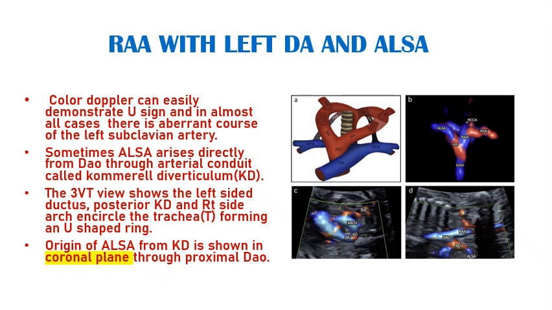Sometimes the ductus arises directly from the descending aorta through an arterial conduit called Kommerell diverticulum. The three-vessel trachea view shows left-sided ductus, posterior Kommerell diverticulum, and right-sided aortic arch. These all three form a U-shaped ring. Origin of the ductus from Kommerell diverticulum is shown in coronal plane through the proximal descending aorta.